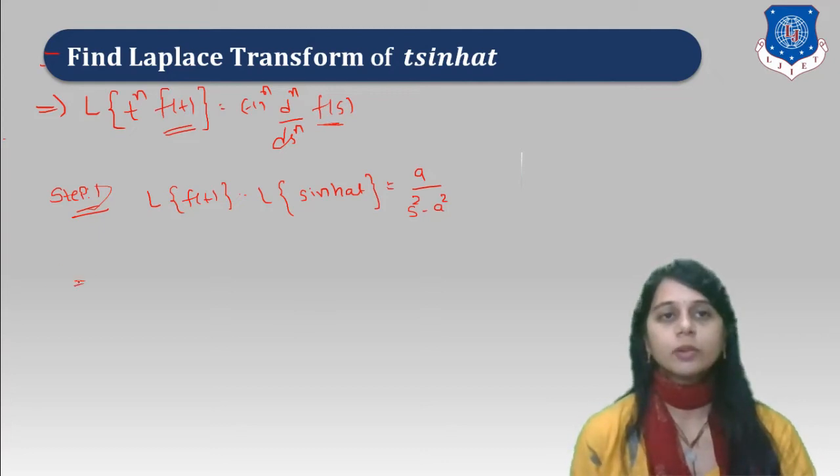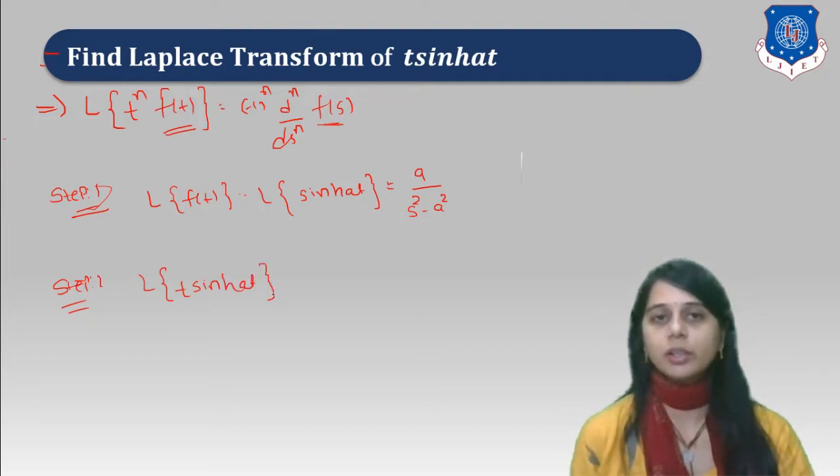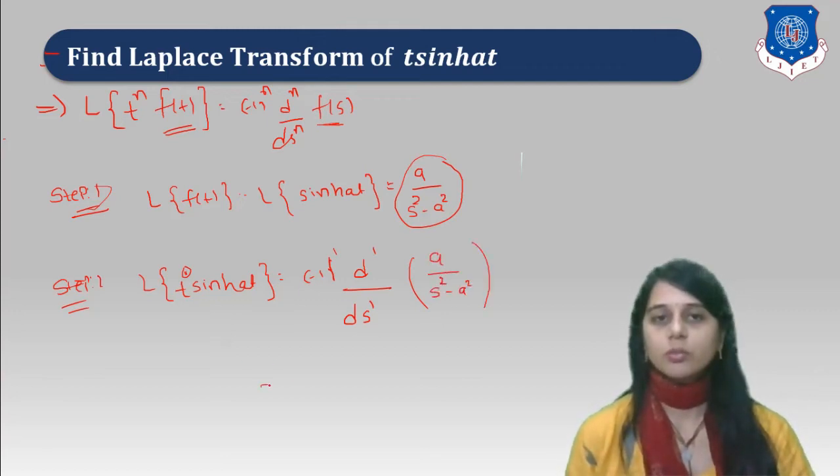Now step 2, applying the differentiation rule. What is the differentiation rule? For t sine hyperbolic at, it is minus 1 raised to 1, because n equals 1, d raised to 1 by ds raised to 1 of F of s. What is F of s? F of s is this, a upon s square minus a square, and we differentiate with respect to s.